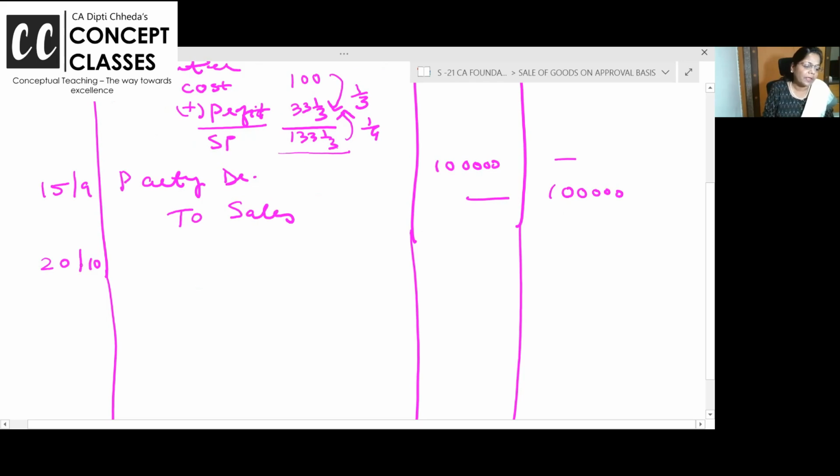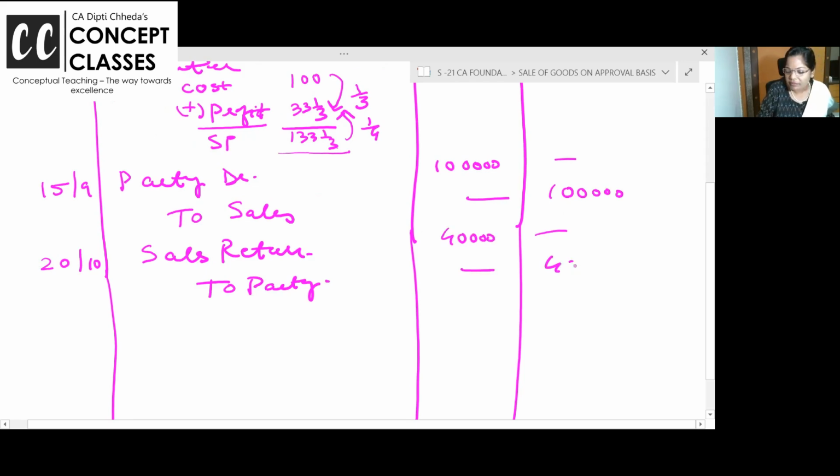28th of October, some goods came returned. So immediately what entry we will pass? Sales return entry, right? Because you have returned the goods. Whatever goods have sold 1 lakh, out of that, sales return to party 40,000. Understand and write. Don't just copy. Even if the screen is clear, ask me if you have any doubt. So October 28th, sales return debit to party.